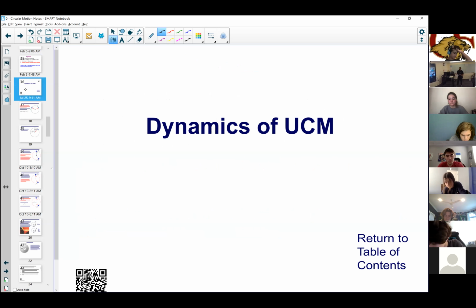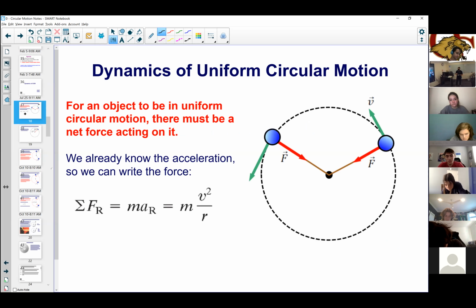And for something moving in a circle, we know that there has to be a force, because otherwise it would go in a straight line according to Newton's first law. Could I get someone on the Zoom to read this slide for us?